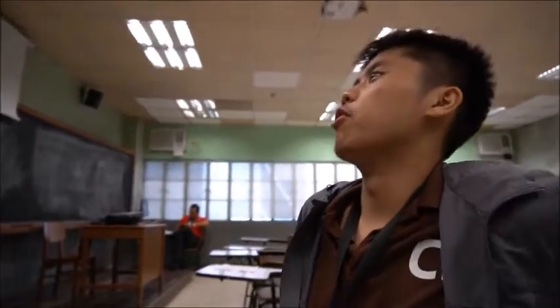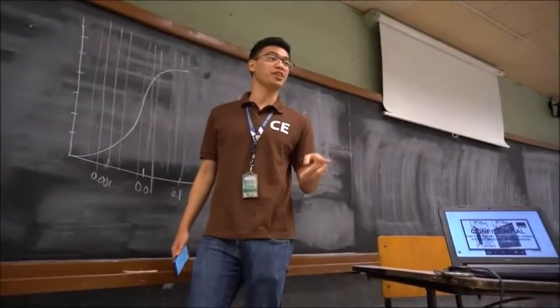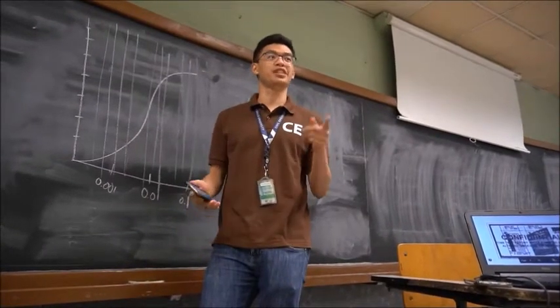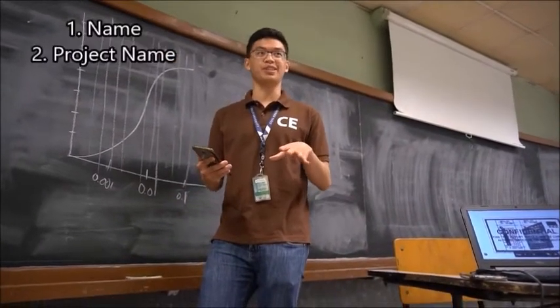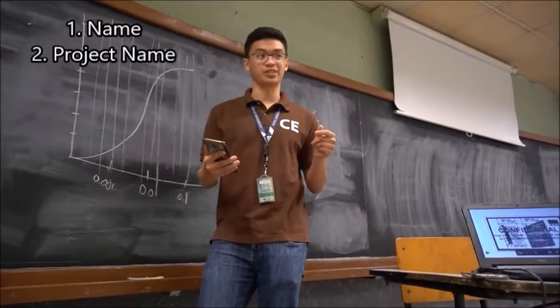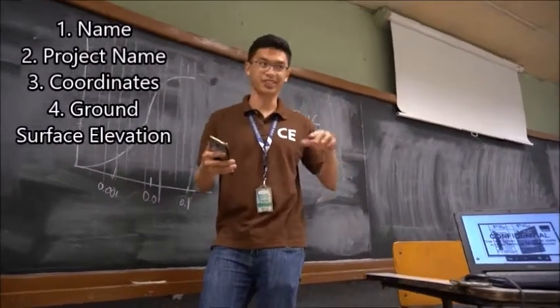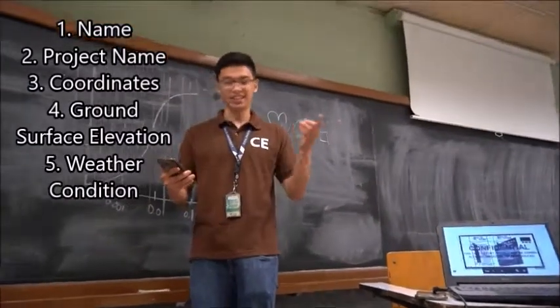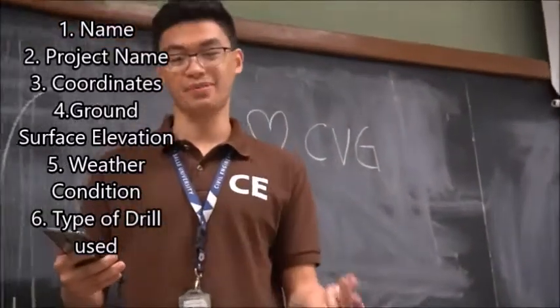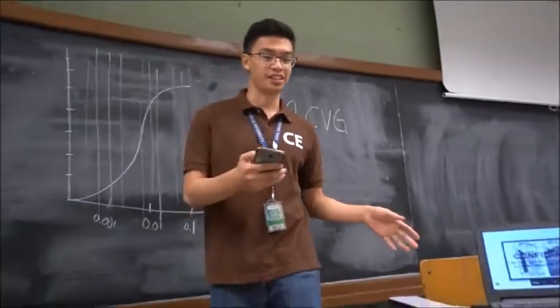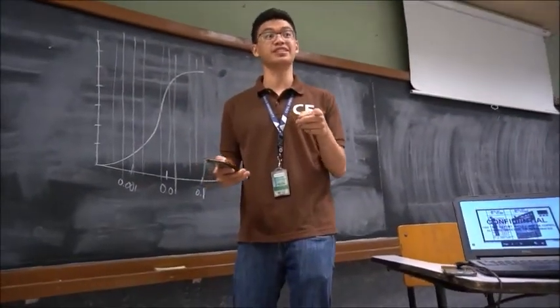So what's really in a borehole? Well, if you're talking about the borehole data, there's so many details that you have to include. First, the name, and then the project name. You have to include also the coordinates, the ground surface elevation. You have to also include the condition, if it's sunny or rainy, the type of drill you use, the type of method you use, and for the data itself, you have to include the grain size distribution.